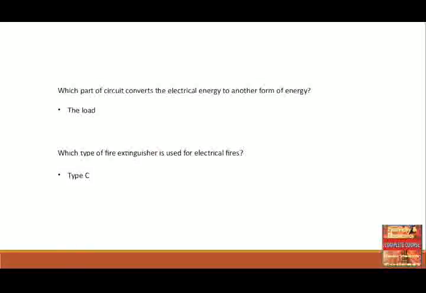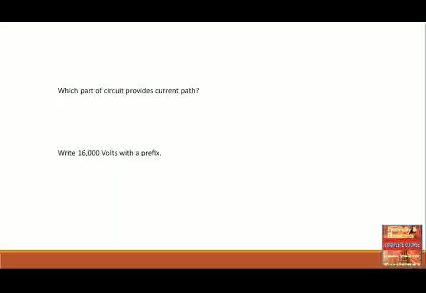Which type of fire extinguisher is used for electrical fires? That would be type C fire extinguishers. Which part of the circuit provides the current path? That would be the conductor.